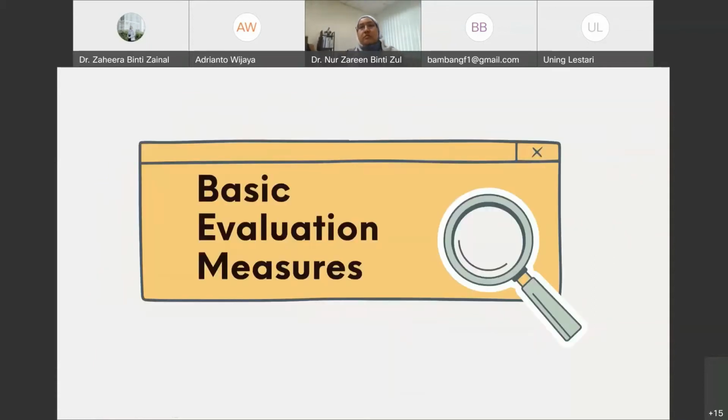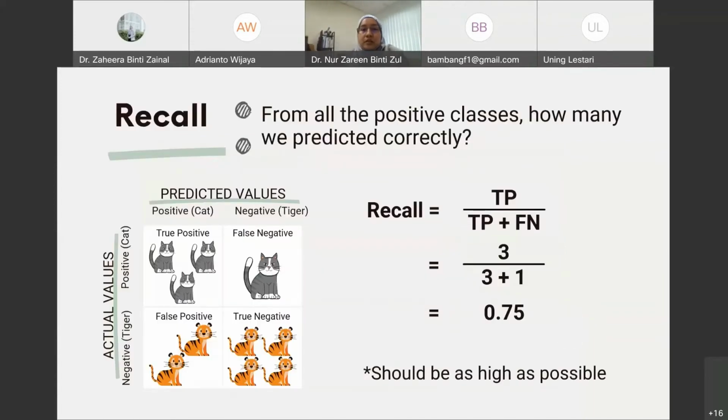Okay, so what does all this mean? True positive, true negative, and so forth, and why do you need to know it? So this is where the basic evaluation measures would matter, right? There are actually several measures that you can look at, but for today's talk, I would only cover 4, which is recall, accuracy, F1, and precision. So let's look at it one by one. First, let's look at recall.